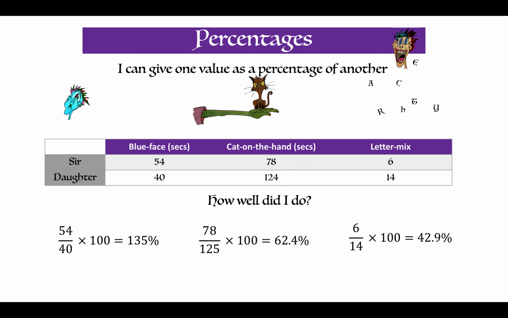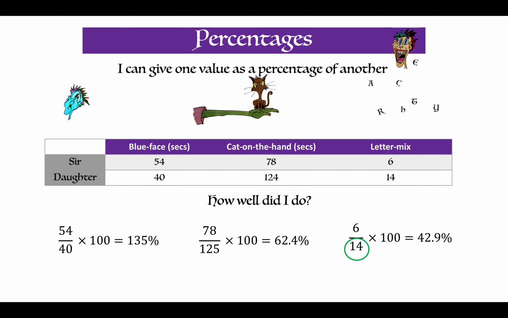In cat on the hand, look at that. I did only 62.4% of what she did. And in letter mix, I managed only to get 42.9% of what she did. And the word "of" is the key there. In each of these, it's "of" another, "of", "out of". So this is out of her result, not the total, it's out of her result. So out of 40, out of 125, out of 14.